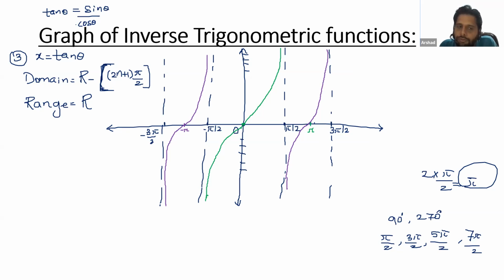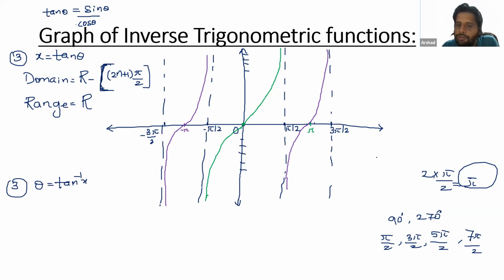Clear for? Yes. Okay. Now the range is complete R. Why is it R? Because you can see on the y-axis, all the points on the y-axis, you have a graph. Okay, so the range is R. Now we will draw the inverse of this. Inverse is what? Theta is equal to tan inverse x. Okay, again, the same thing.